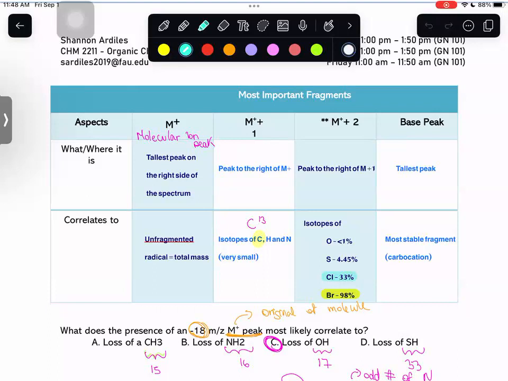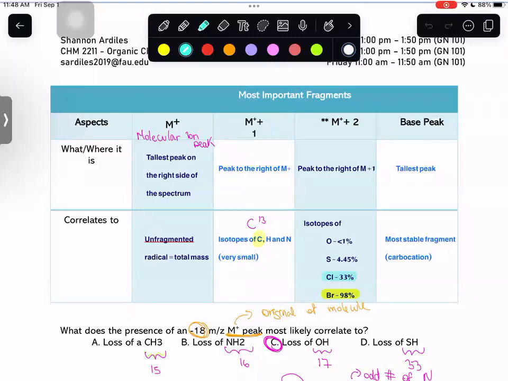Okay. So that's what we need to know, like, how do we use that in practice? In practice, it's gonna help you because the different ratios of the height of the n plus two peak is gonna help you determine what kind of atom you have. But you're not really gonna get asked to apply it. You just have to know the concepts.